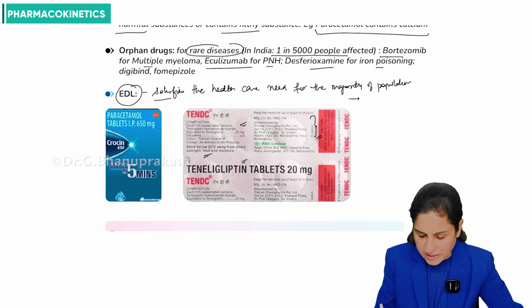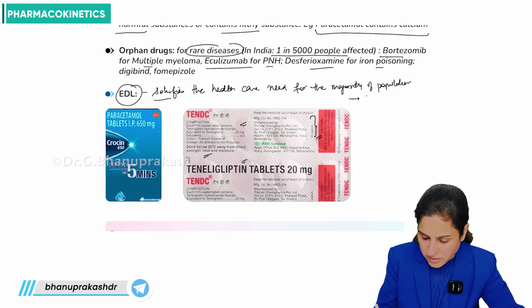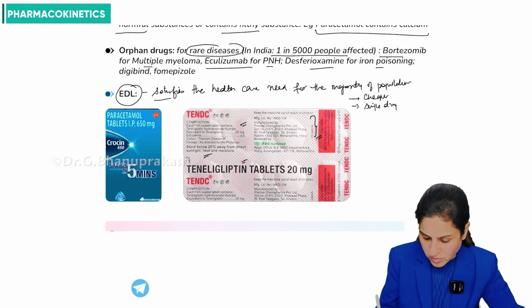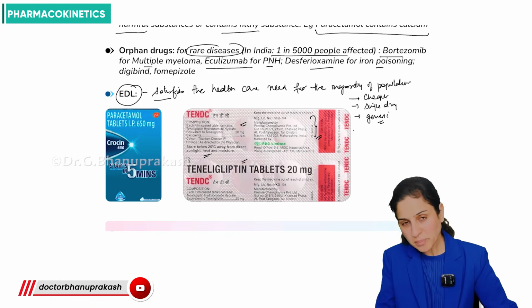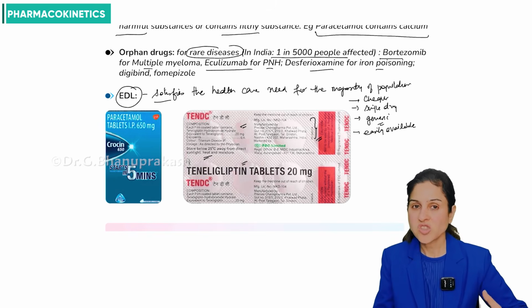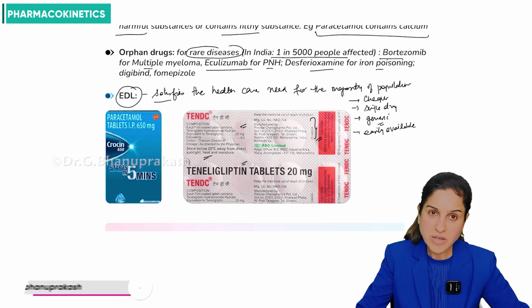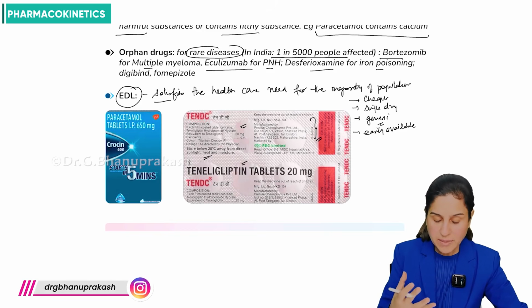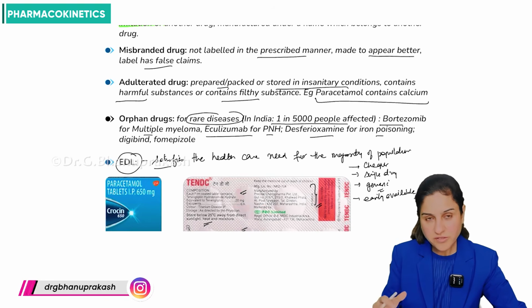Usually the essential drug list has drugs which are cheaper. They are single drugs, not combinations, and many favor even the generic drugs. So they should be cheaper, easily available, mostly single drugs, in generic form, and that is how the essential drug list is made. So these are the various important concepts, or you can say the various definitions, when we talk about different drugs.